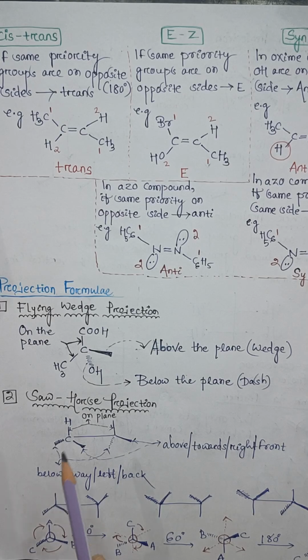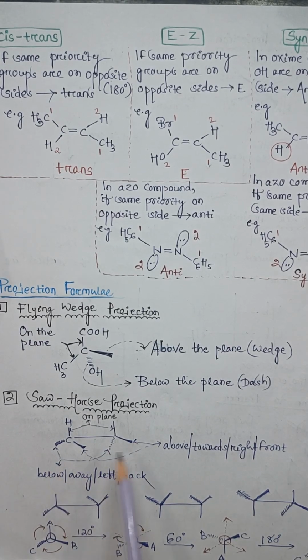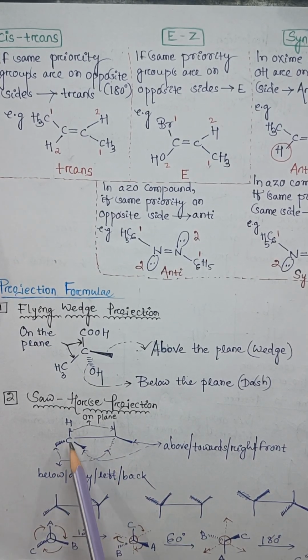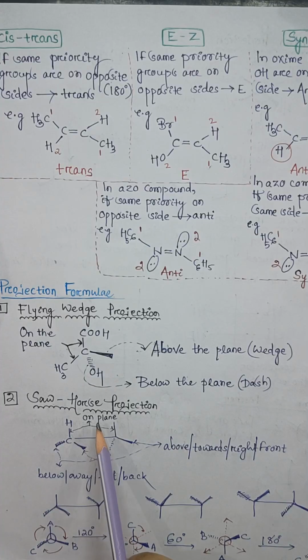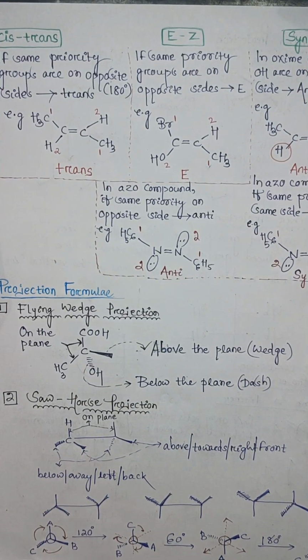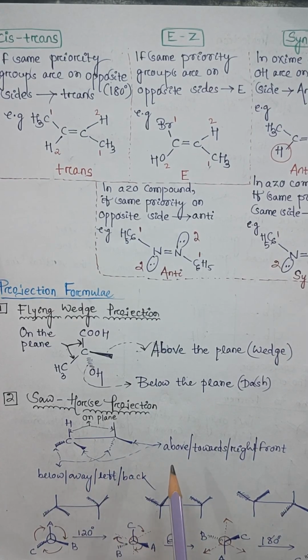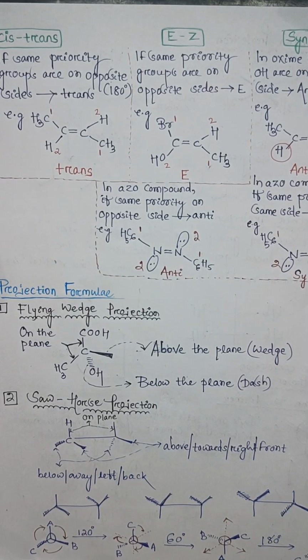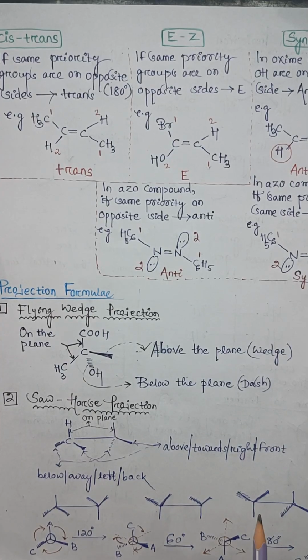Next one is sawhorse. This is the representation for sawhorse. Basically, the solid line represents the atom on the plane. Dash line represents atom below or left or away or backside. The wedge basically represents atoms or groups are above or towards us or in the right or in the front.